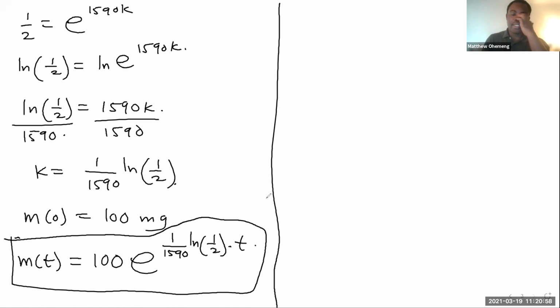Okay, any questions here? A question: is 1 over 1590 ln of 1 over 2 the same as ln of 1 over 2 times 1 over 1590?